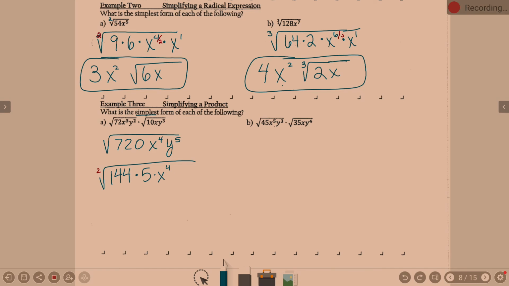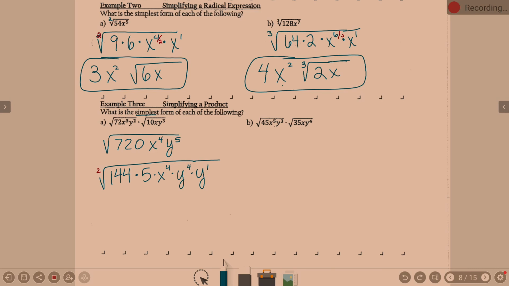Can I take the square root of y to the fifth? No. So, you know the question I'm going to ask? Closest number to 5. Let me rephrase that: closest number below 5 that divides by 2. That's 4. So I'm going to break this y into y to the fourth and y to the first.